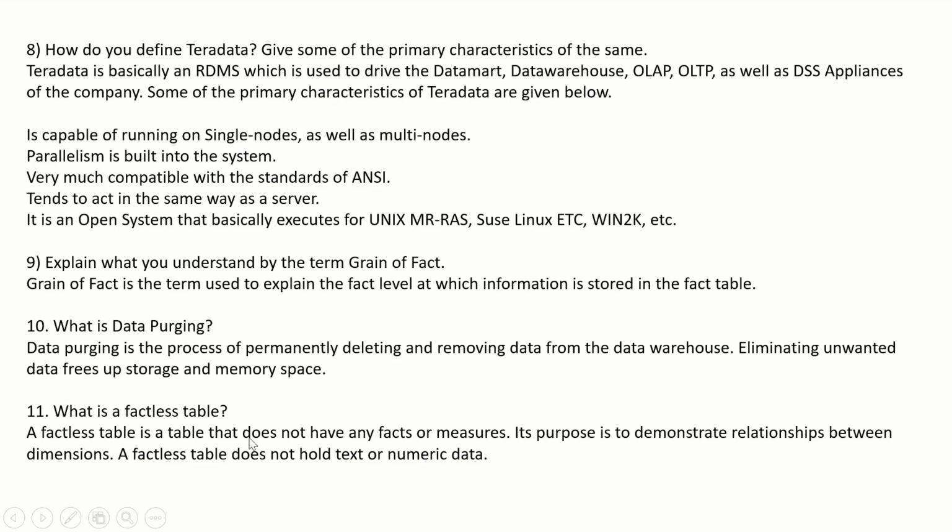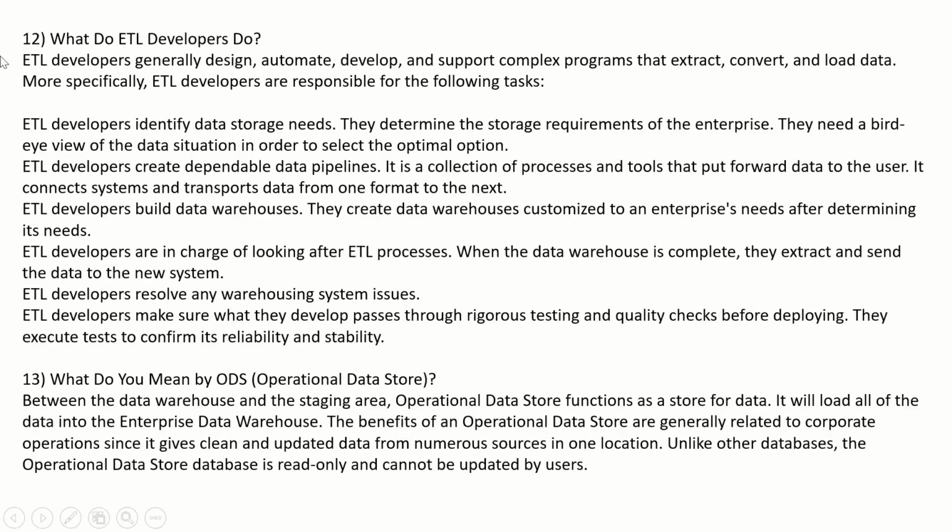So what is a factless table? A factless table is a table that does not have any facts or measures. Its purpose is to demonstrate relationships between dimensions. A factless table does not hold text or numeric data. Okay, so the 12th question is, what do ETL developers do?